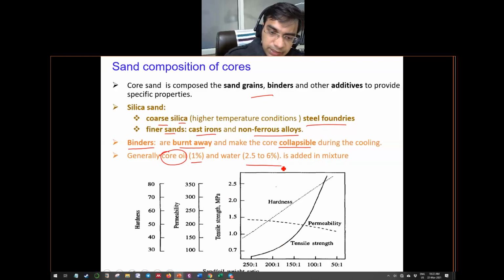So here you can see the sand and oil ratio, how as you increase the content of oil in it, different properties basically change, like hardness, permeability, and strength and all. So these are the different type of properties which are affected by the content of oil in the sand.